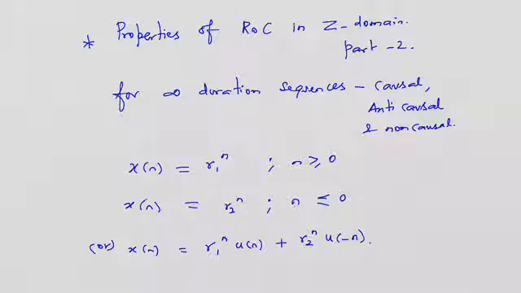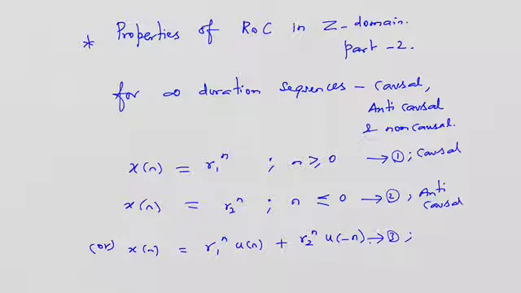Z domain. You know that the first equation represents a causal sequence, right-sided sequence. The second equation tells you about anti-causal sequence or left-sided sequence, whereas the third equation illustrates non-causal or double-sided sequences. They are all given to you. Now we shall see the properties of RoC one after the other.